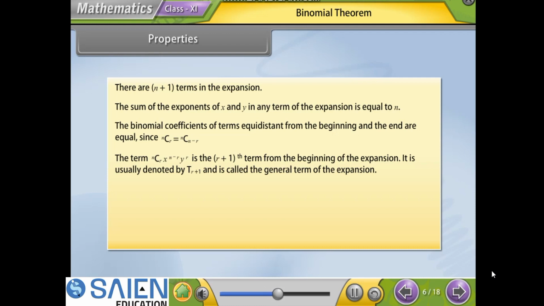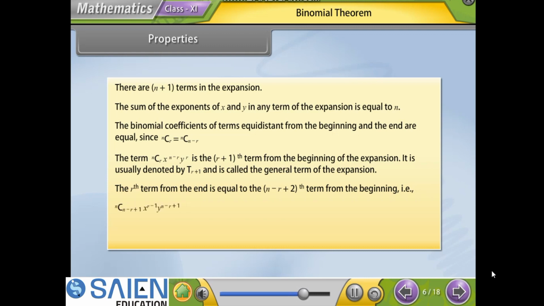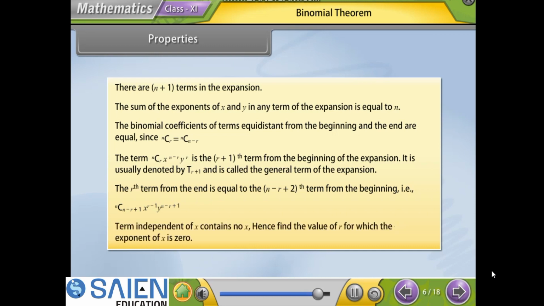It is usually denoted by T r plus 1 and is called the general term of the expansion. The rth term from the end is equal to the n minus r plus 2th term from the beginning. That is, nCn minus r plus 1 into x raised to power r minus 1 into y raised to power n minus r plus 1. The term independent of x contains no x. Hence, find the value of r for which the exponent of x is 0.